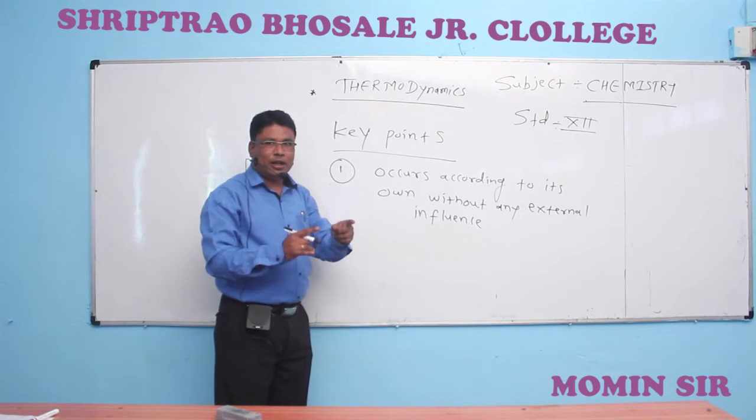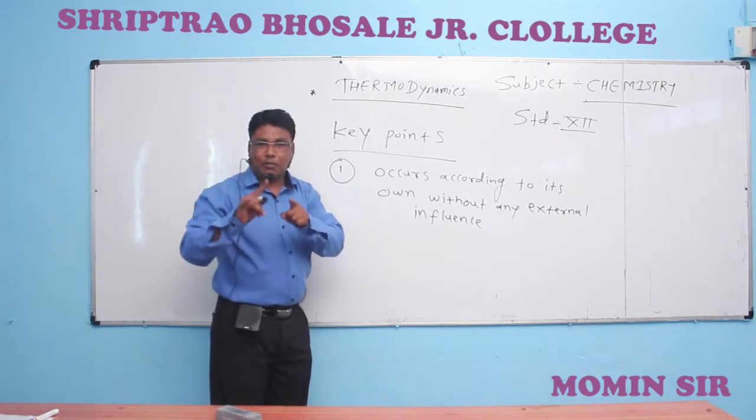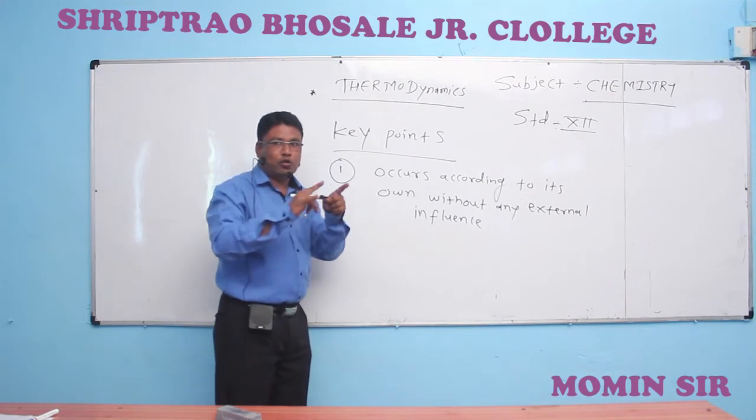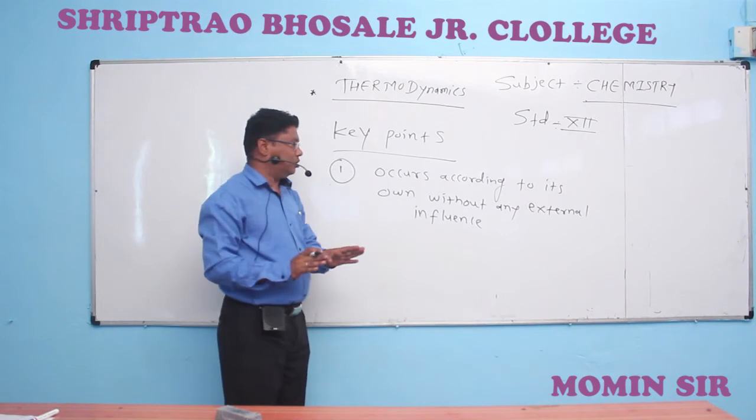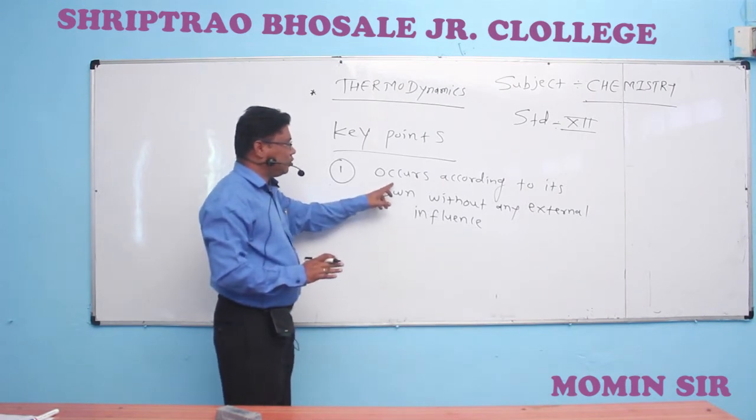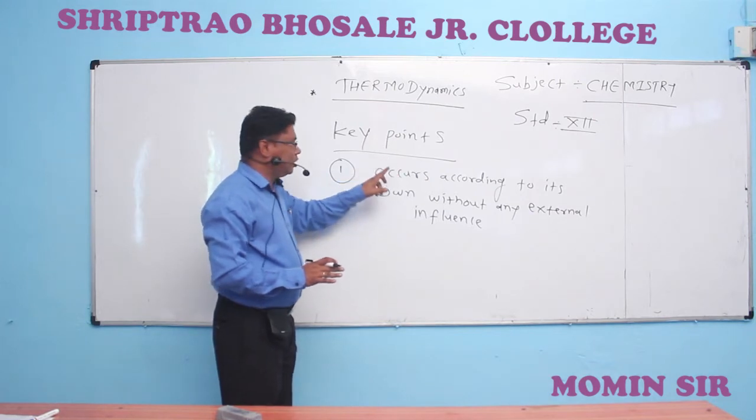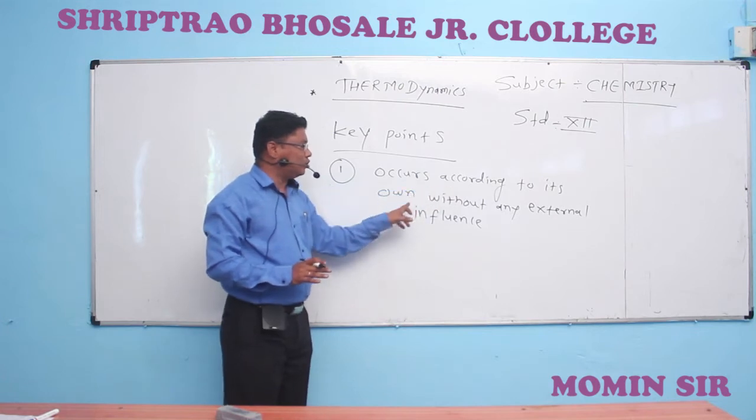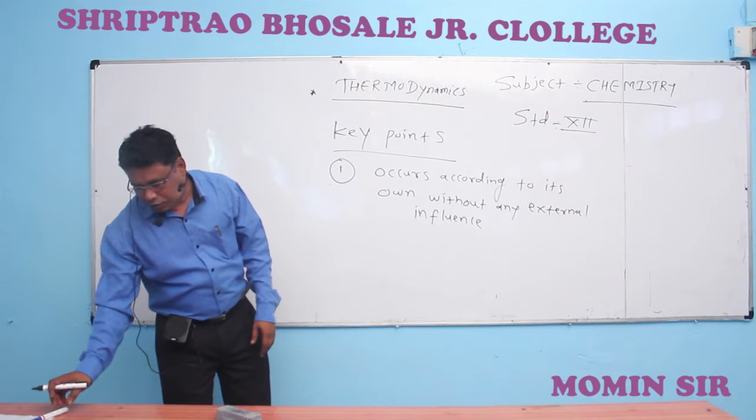Similarly, you know that NaOH reacts with HCl to form NaCl plus water, but the reverse process, that is the reaction between NaCl and water to give NaOH and HCl, never occurs. Means the first important key point about spontaneous or irreversible process is that it occurs on its own without any external influence.